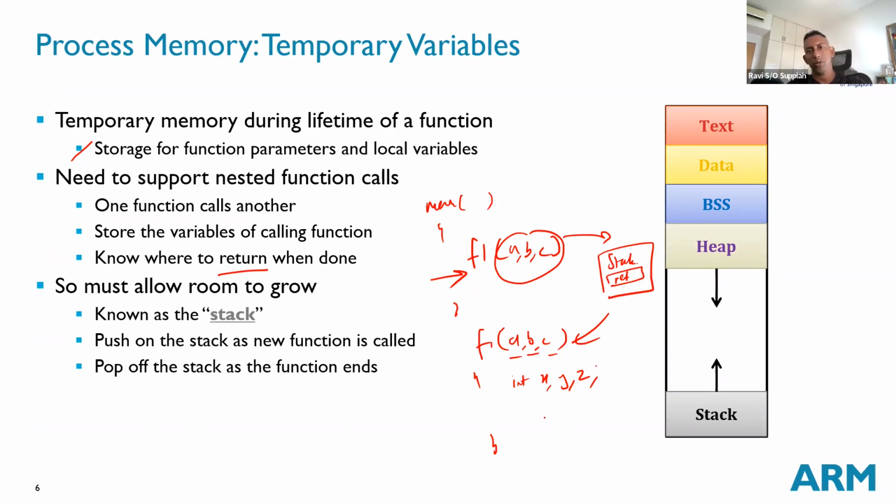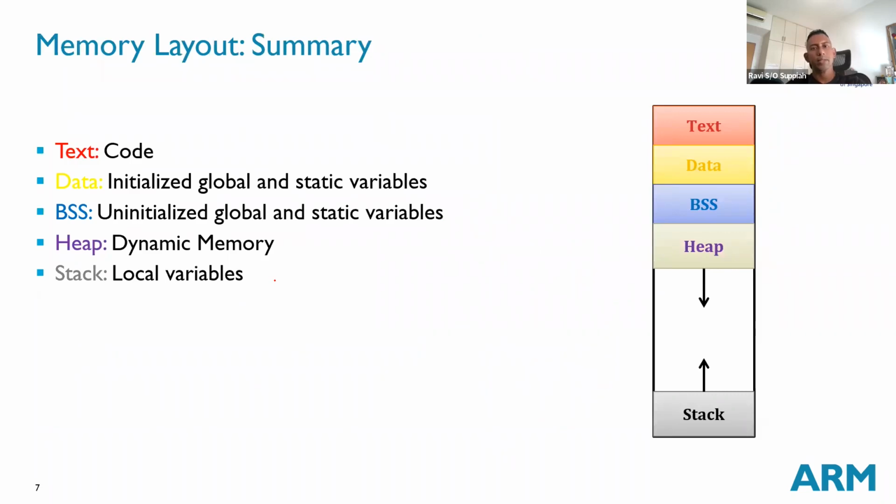If you go to the assembly language level, the stack is operated using push and pop. So you can push and pop onto the stack to access the variables that have been stored there. This is the general layout summary: you have the text segment, data segment, BSS, heap, and the stack.